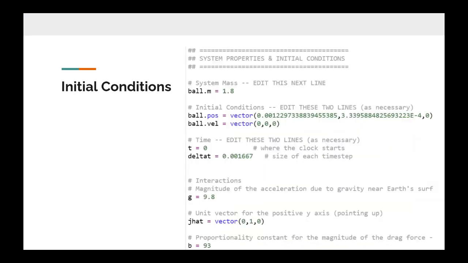So some initial conditions. We've got the mass of the Slinky is about 1.8 kilograms, and this is just taken from a little bit of guess and check. We've got the position vector, which is approximately 0, which is taken from Tracker, and our initial velocity, which is equal to 0 because the object starts at rest.